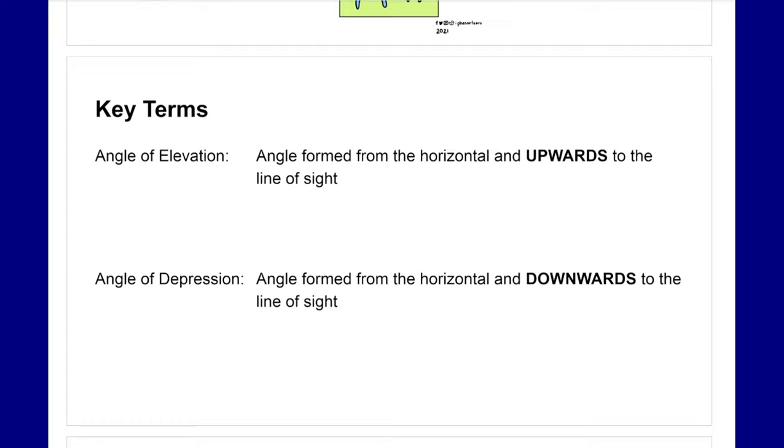Some key terms we want to know before we start looking at these scenarios are the angle of elevation and the angle of depression. The angle of elevation is an angle formed from the horizontal and upwards to the line of sight. So if we have a horizontal line, our angle is going to be formed upwards to whatever our line of sight is.